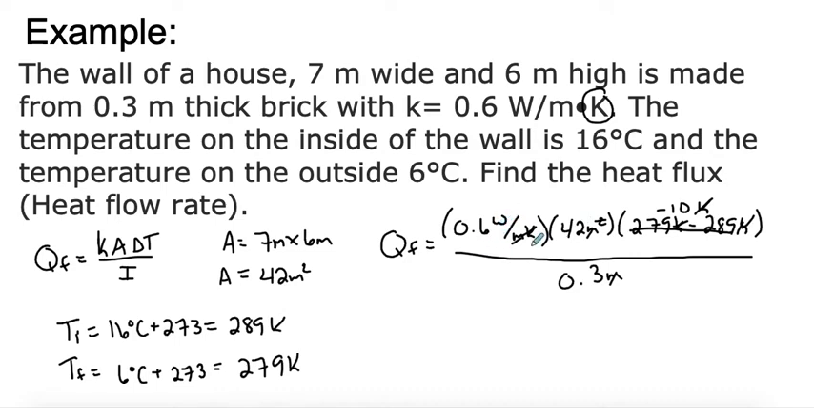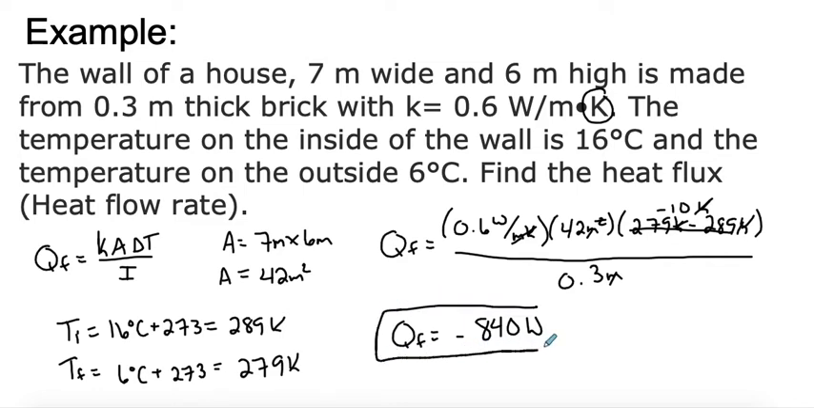All right, so let's multiply everything out and divide everything out, and we'll get our answer. When we do that math there, plug everything in our calculator, we get a negative 840 watts. So that's our heat flow.